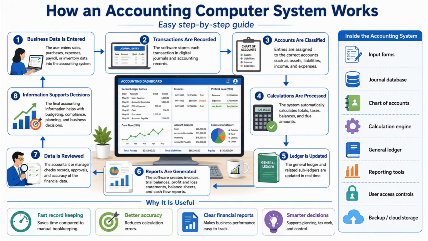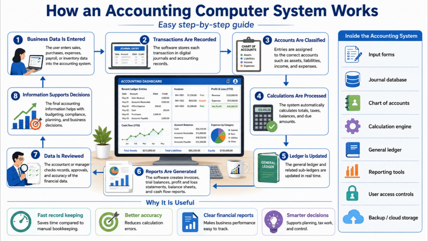Then, the system processes calculations automatically. It can calculate totals, taxes, balances, due amounts, receivables, payables, and other financial figures. Because the calculations are done by software, it reduces human error and saves time compared to manual calculation.